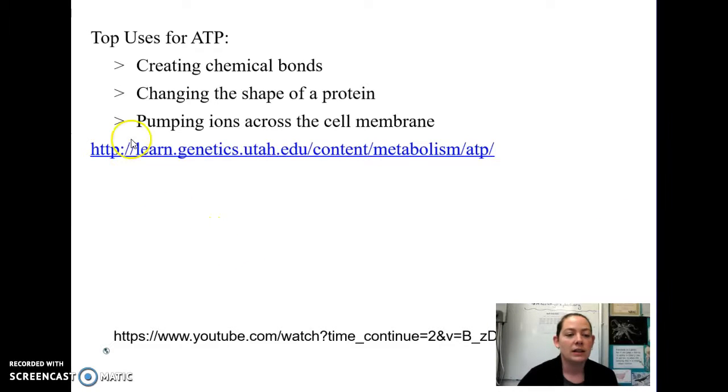So here's a link that'll help you review some of the top uses for ATP. I'm not going to go into that right now. You can click on this and learn about how your cells use energy for making new chemical bonds, building new things, changing the shape of a protein so that it can do cool functions, as well as pumping things across the cell membrane.